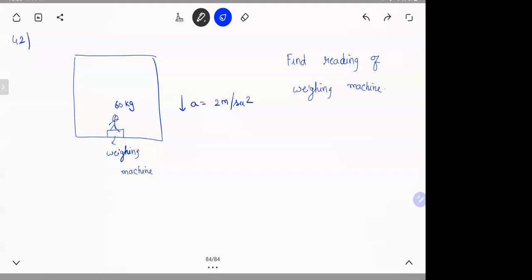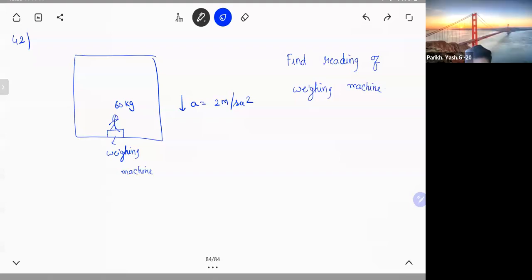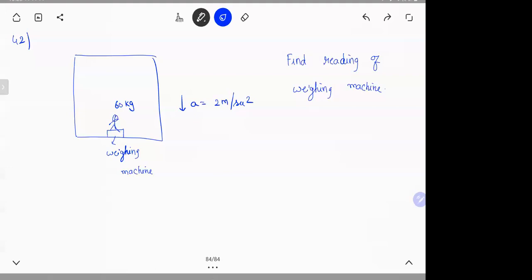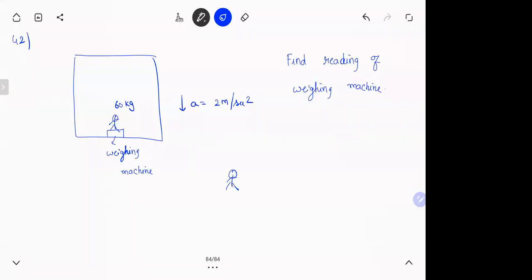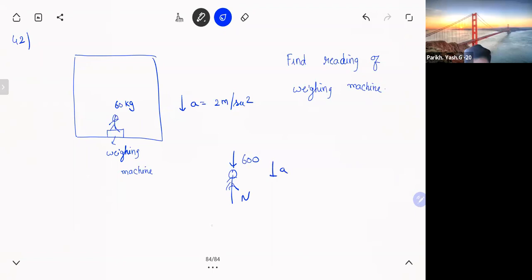Okay. So how do you find this here? If you take the FBD, the normal reaction is up, the weight is downward 600, acceleration is down. So you get 600 minus N.